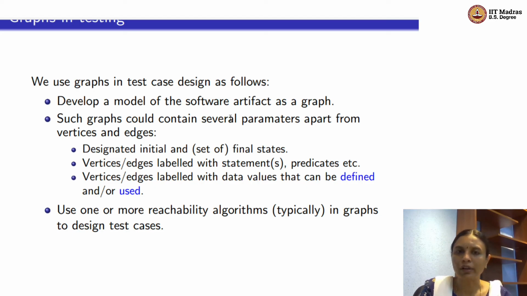So, we will develop a model of a particular software artifact as a graph. Those graphs can have several parameters. They will have initial and final vertices, and they will have annotations, as I told you. Sometimes, when you look at data flow graphs, you can annotate specific vertices or edges with values of variables, with conditions on variables and so on. And then we will use reachability algorithms to work with testing of these graphs. So, that is what we are going to do.